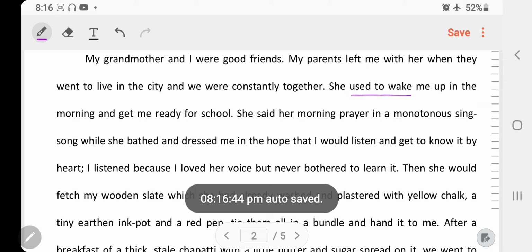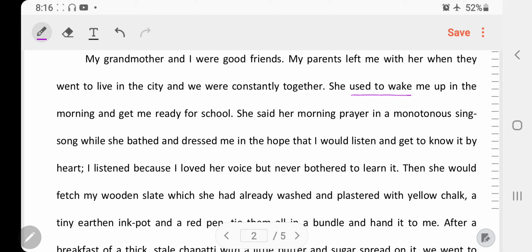She said her morning prayer in the monotonous sing song while she bathed and dressed me, in the hope that I would listen and get to know it by heart. See, this is the mentality of this grandma.